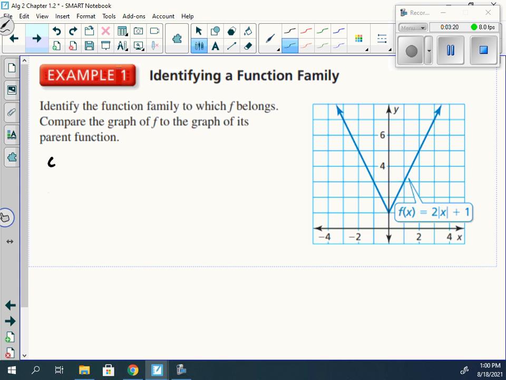So its parent function, the type that it has, is going to be absolute value. It's going to be a V shape. So even if I'm just given the equation 2 times the absolute value of x plus 1, we know that the graph should look like a V.